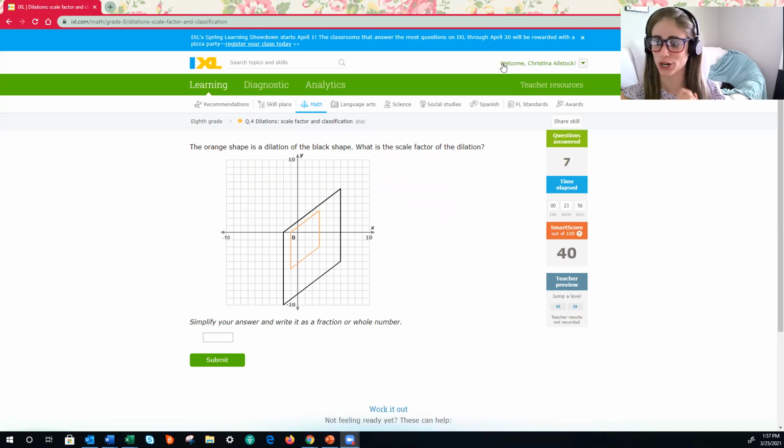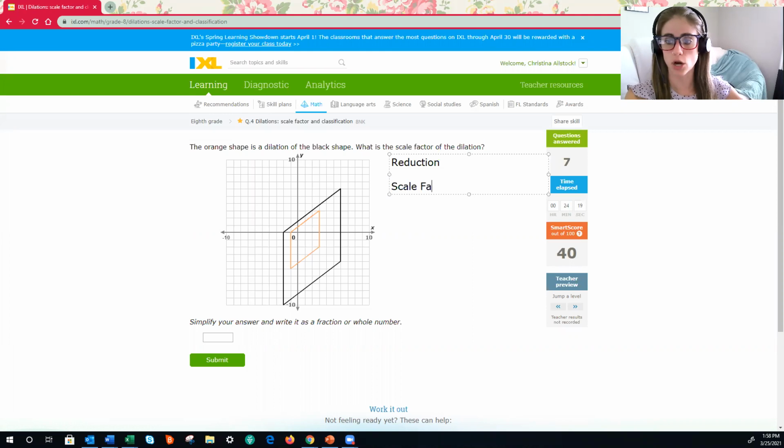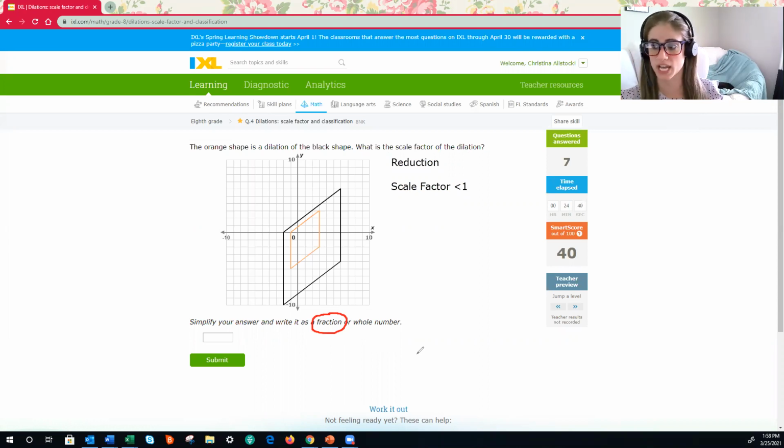All right, we're going to do one more. Let's find the scale factor of this one. The orange shape is a dilation of the black shape. So the one we just did was an enlargement. What's this one? Yeah, this one's a reduction. When we have a reduction, that means our scale factor will be less than 1. And for this example, we are going to be writing our answer as a fraction. Because it's decreased in size, that means we multiplied by a fraction. Our scale factor is less than 1.